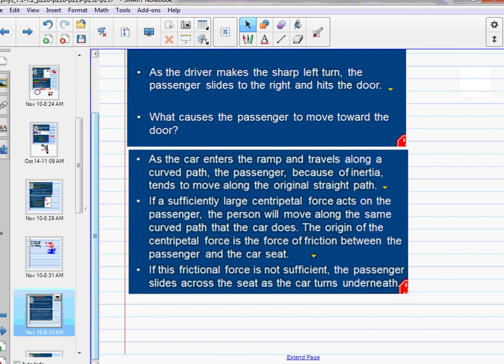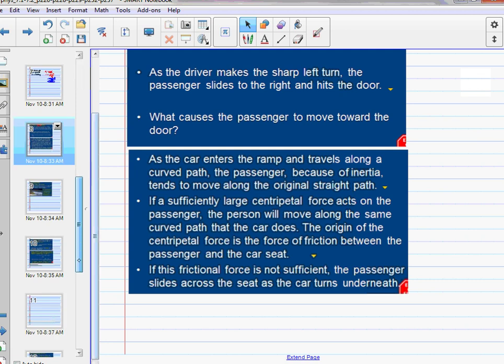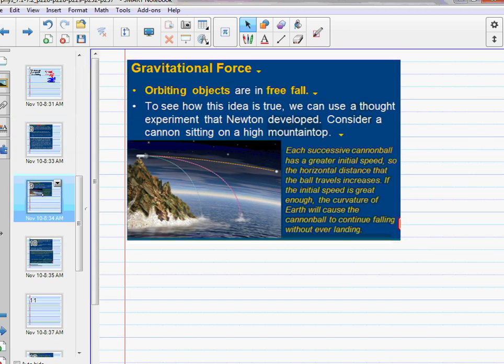The origin of the centripetal force is the force of friction between the passenger and the car seat, or the seat belt, the door, whatever it is. If this frictional force is not sufficient, the passenger slides across the seat as the car turns underneath them. And if the door is open, they go right out the door.